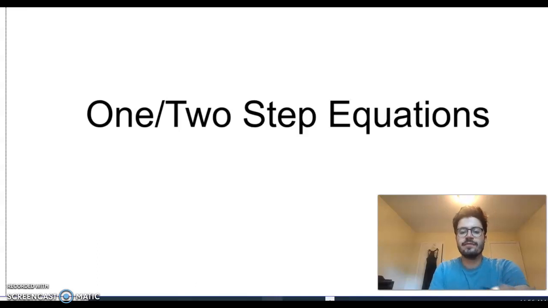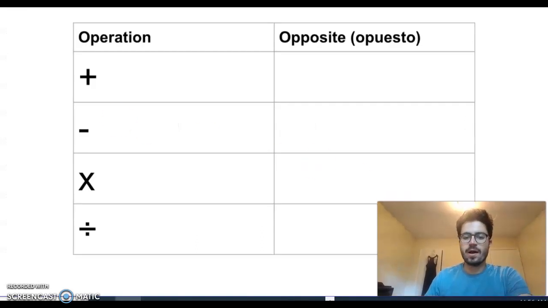Okay, guys, let's talk about solving one and two-step equations. So an equation is a sentence when you have two sides and you want to make sure that they're equal. When we solve equations, we need to think about our operations because when we solve, we have to go backwards. We have to do everything backwards.